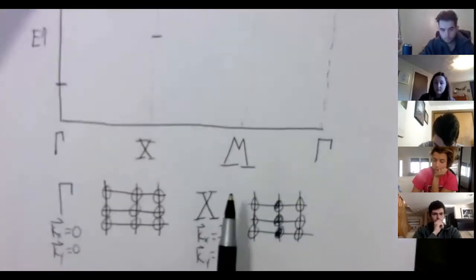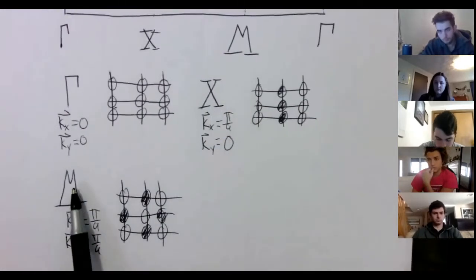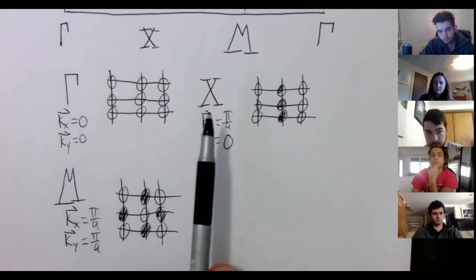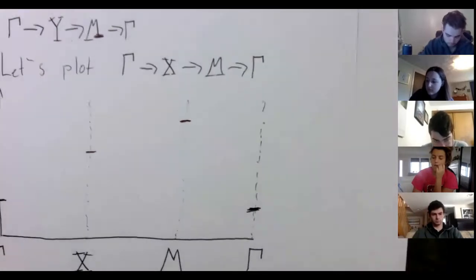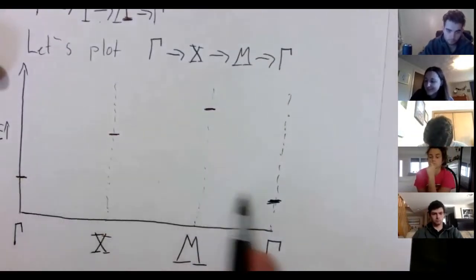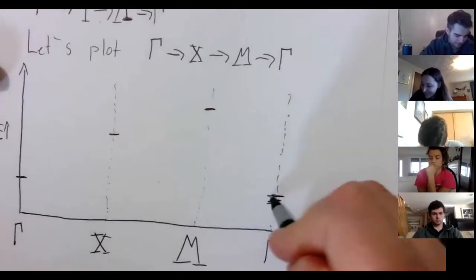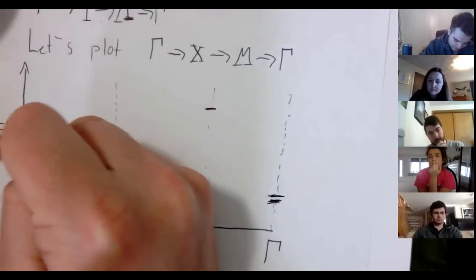Now, let's consider, well, we haven't drawn any lines yet. I'm just marking points here. Now, we have X and we have M. Which one's higher in energy? M. Yep. So we got to go up further in energy. And then gamma, we just return back to the point at which we were. Except those aren't even. Very close. There we go. Better. So all we have to do is just connect the dots.